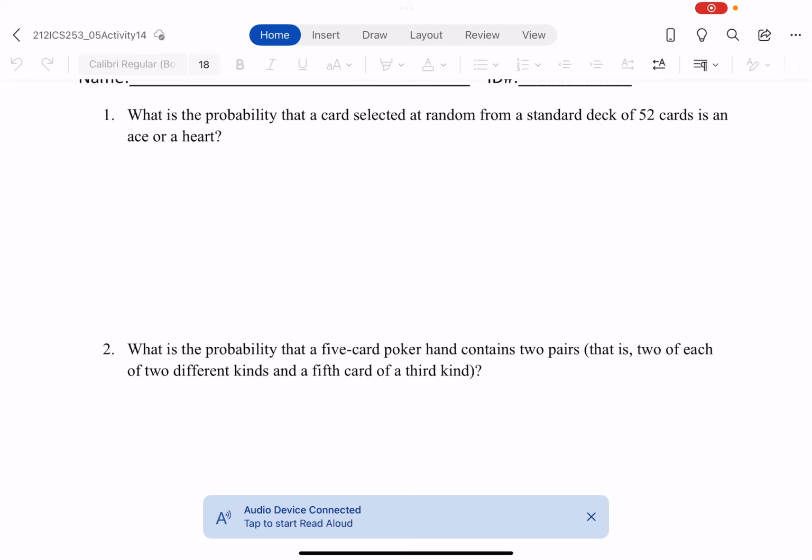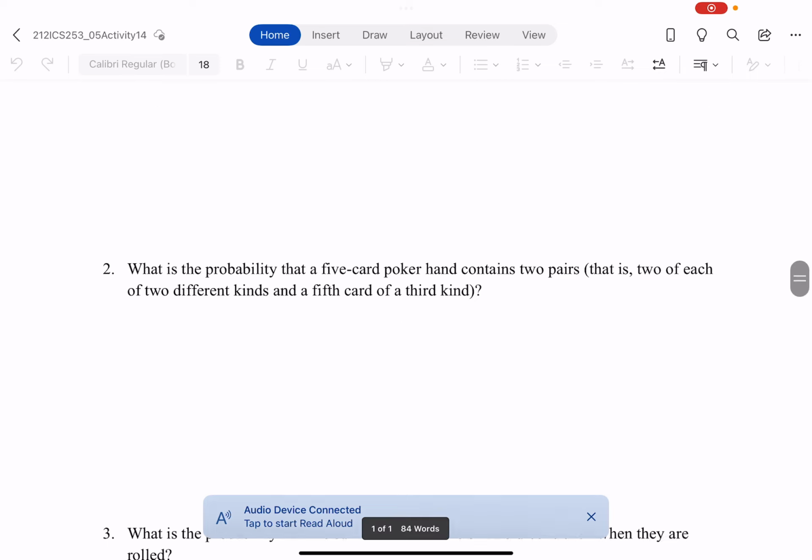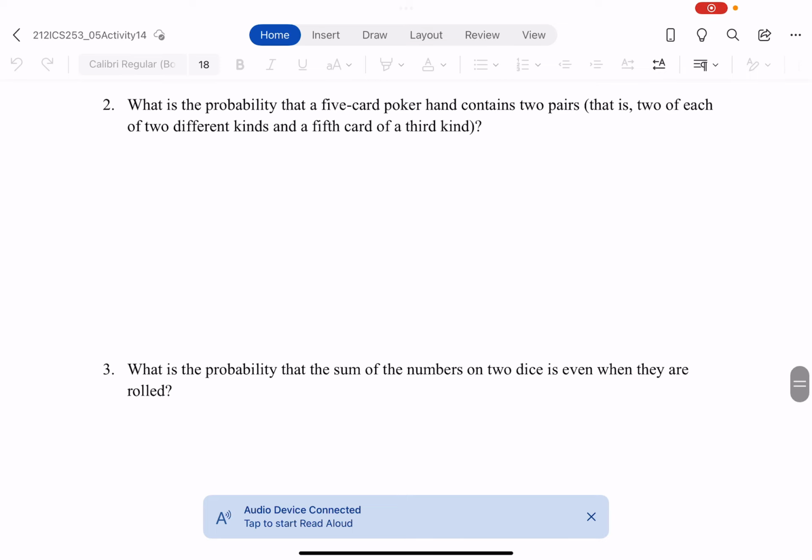Right. Second question. What is the probability that a 5-card poker hand contains 2 pairs? That is 2 of each of 2 different kinds and a 5th card of a 3rd kind. Who will answer this question for us?